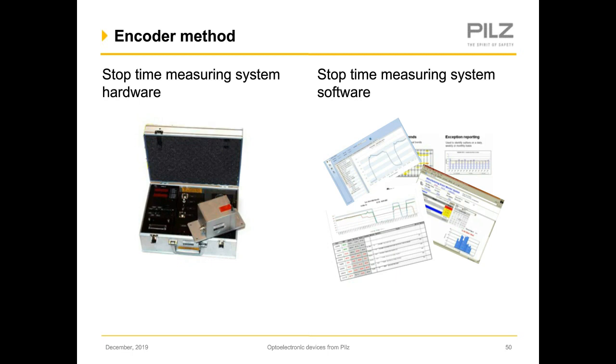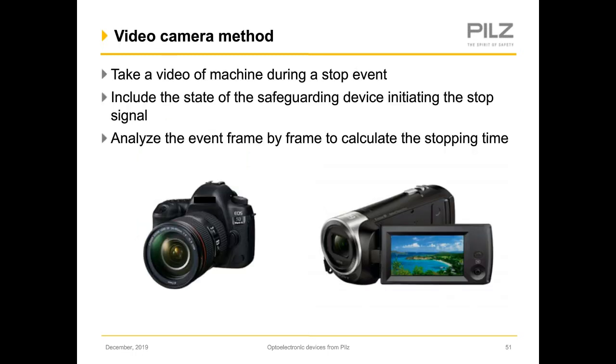One can be an encoder method with specific hardware and a computer plus the software and the like. So that's one way of doing it. Or a more practical use would be the video camera method. So you take a video of the machine during a stop event, and it includes the state of the safeguarding device initiating the stop signal, and then you analyze the event frame by frame to calculate the stopping time.